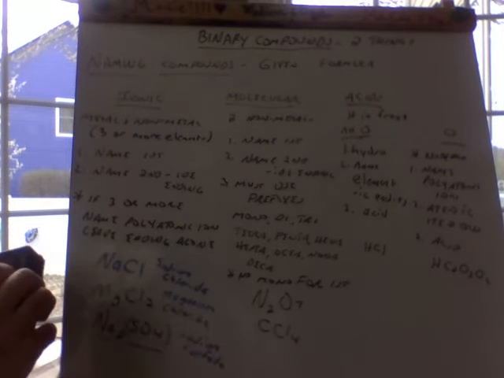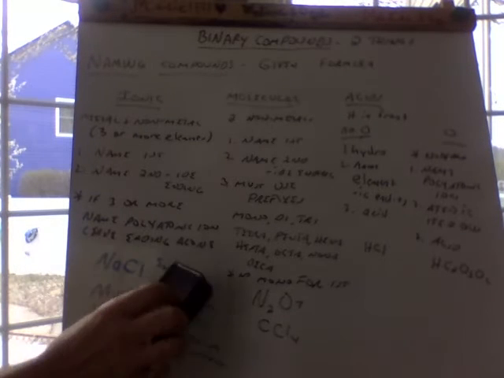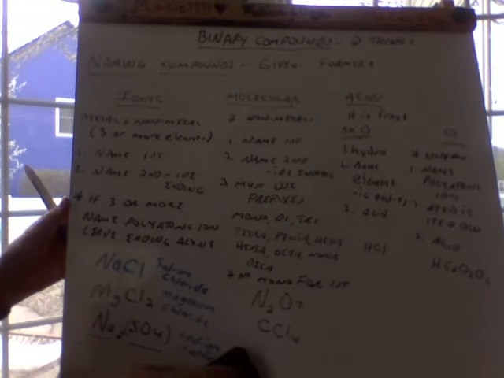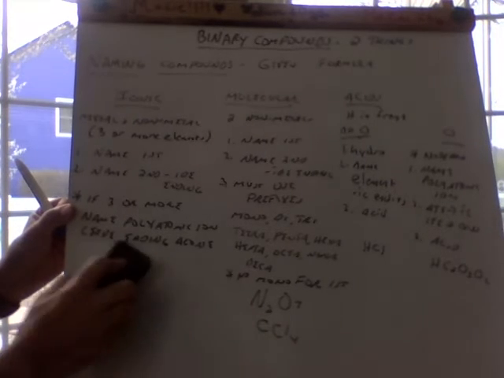Okay? Excuse me. That's your ionic rules. Name the first one. Name the second one, IDE ending. Or if a polyatomic ion is involved, you leave the ending alone. Okay? So I'm going to get rid of these so I can have some more space to write some stuff here. That's your ionic, metal, non-metal.